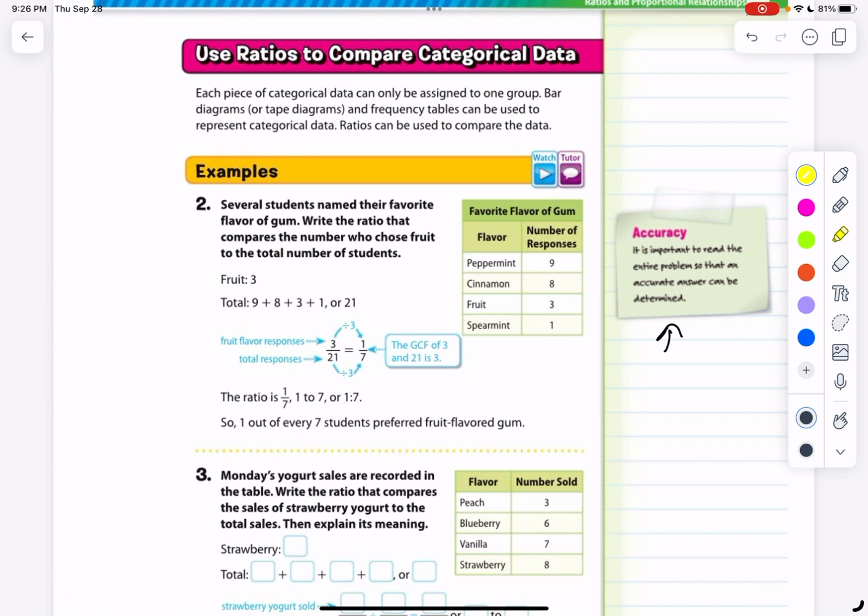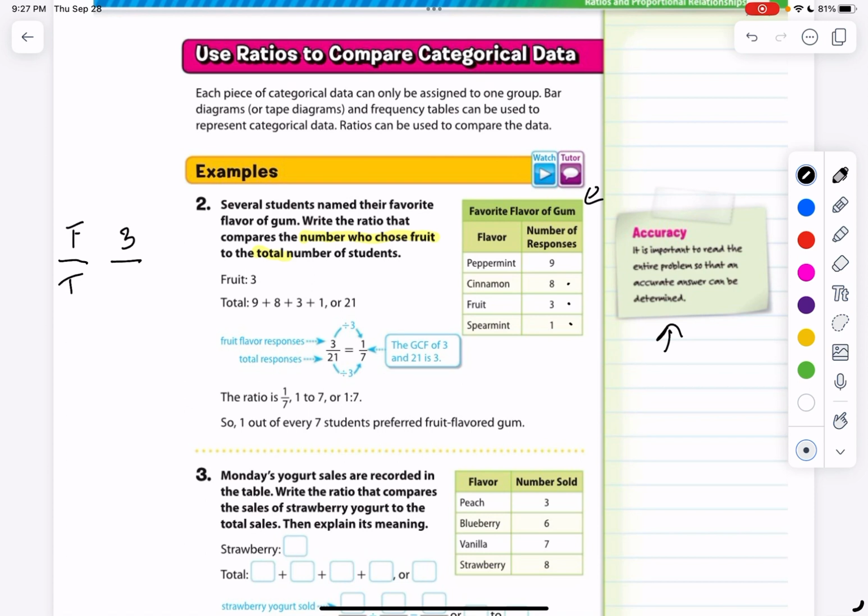Several students name their favorite flavor of gum. Write the ratio that compares the number who chose fruit to the total number of students. The number who chose fruit to the total. If I were writing this, I would put fruit to total. So let's look at our chart here because that is part of reading the whole problem. It lists out favorite flavors of gum. 9 respondents liked peppermint. 8 respondents liked cinnamon. 3 respondents liked fruit. And 1 liked spearmint. So if I write this over here, 3 liked fruit.